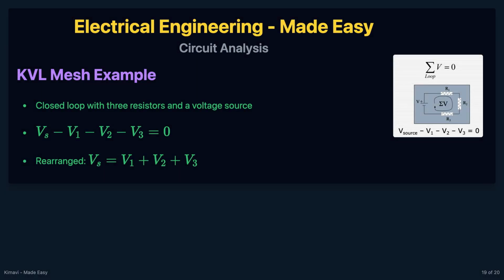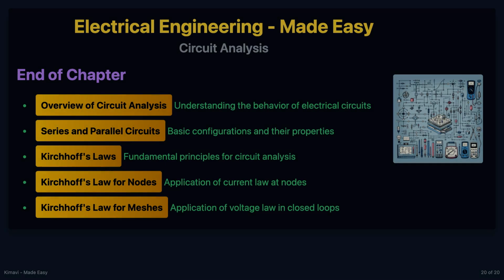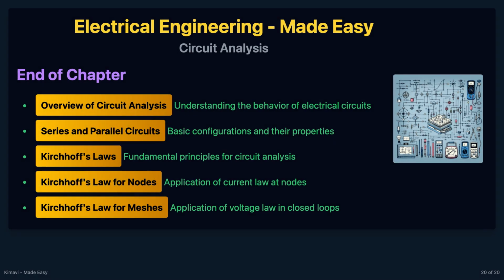In a circuit with a closed loop containing three resistors with voltages V1, V2, and V3, and a voltage source Vs, according to Kirchhoff's voltage law, Vs minus V1 minus V2 minus V3 equals 0. By rearranging, we get Vs equals V1 plus V2 plus V3. This chapter provides a foundational understanding of circuit analysis, essential for any electrical engineering student. By mastering these concepts, students will be well equipped to tackle more complex circuits and systems in their future studies.